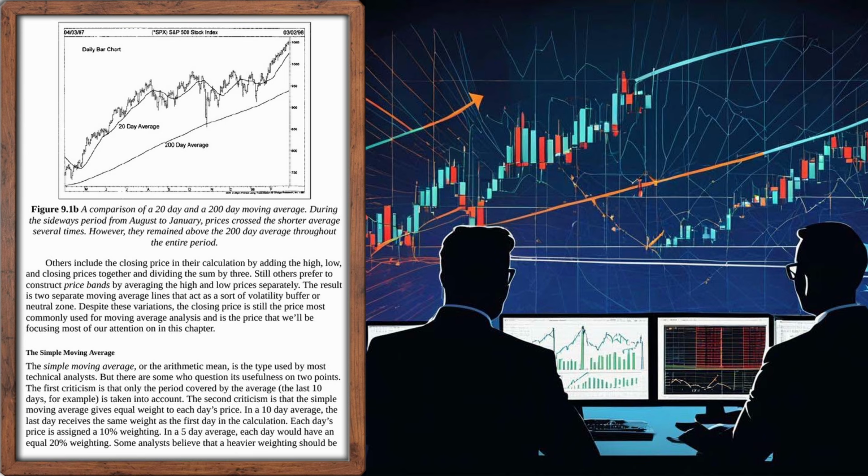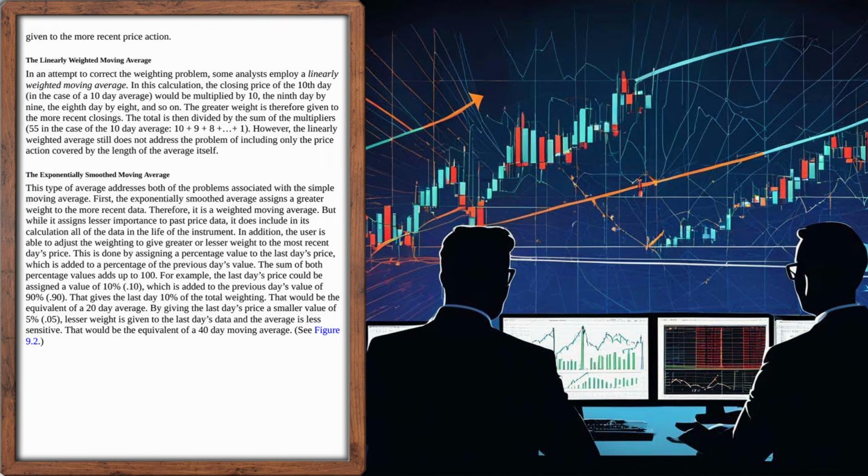The simple moving average. The simple moving average, or the arithmetic mean, is the type used by most technical analysts, but there are some who question its usefulness on 2 points. The first criticism is that only the period covered by the average, the last 10 days for example, is taken into account. The second criticism is that the simple moving average gives equal weight to each day's price. In a 10-day average, the last day receives the same weight as the first day in the calculation. Each day's price is assigned a 10% weighting. In a 5-day average, each day would have an equal 20% weighting. Some analysts believe that a heavier weighting should be given to the more recent price action.